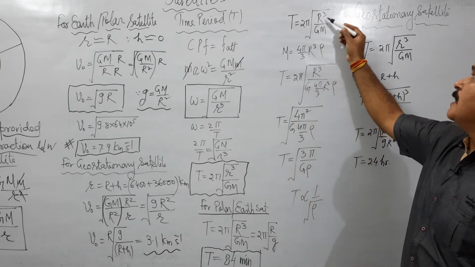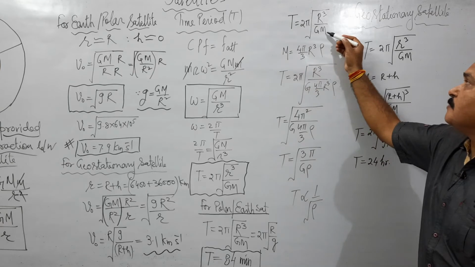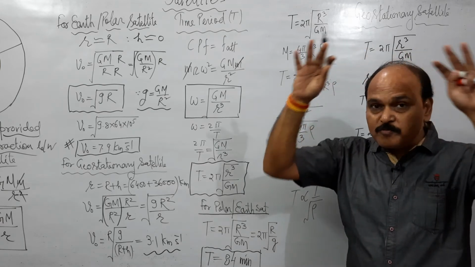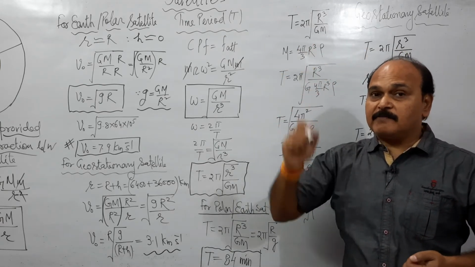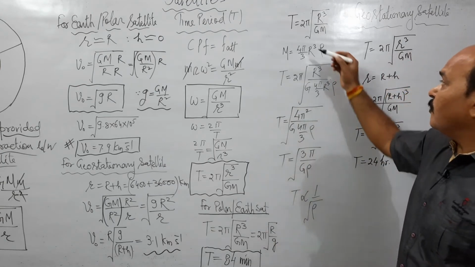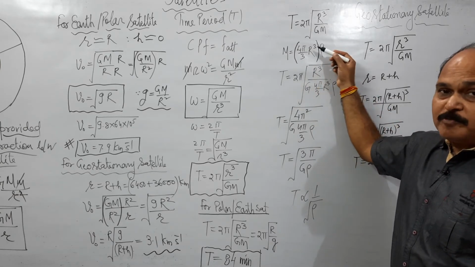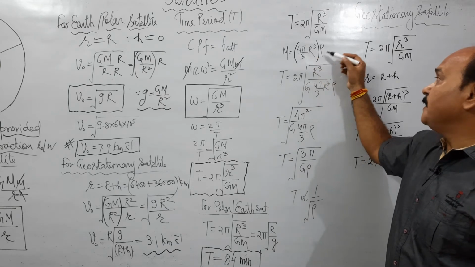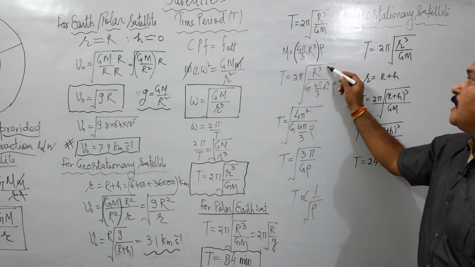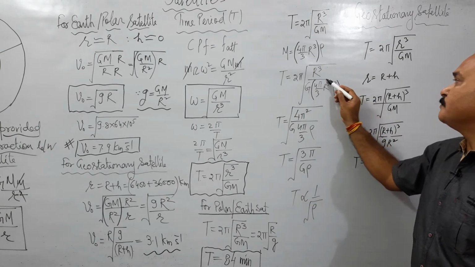Time period is 2 pi times square root of R cube upon GM. This is the formula of time period. And what are we going to do? Let us substitute the mass. What is the mass of the planet? Mass of the planet is going to be the volume of the planet into the density of the material of the planet. The planet is spherical in shape, so its volume is going to be 4 pi by 3 R cube. And we multiply this volume with density, we get mass. And if we substitute this mass here, what do we get? 2 pi times square root of R cube upon GM. M is what? 4 pi by 3 R cube into rho.